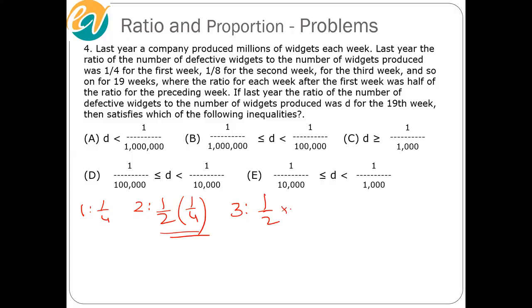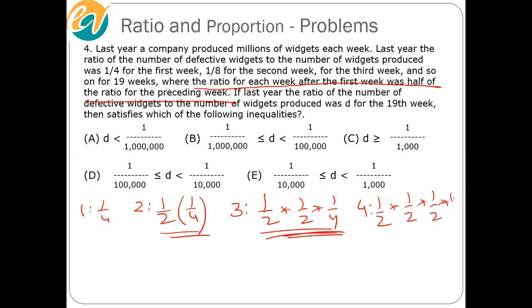So half of 1/4. Agreed. Similarly, how much was it for the fourth week? Half of this. Notice this is where I'm coming from. The ratio for each week after the first week was half of the ratio for the preceding week, right? So fourth week would be half of this ratio, right? So 1/2 into 1/2 into 1/4. So now I'm hoping you see the trend.